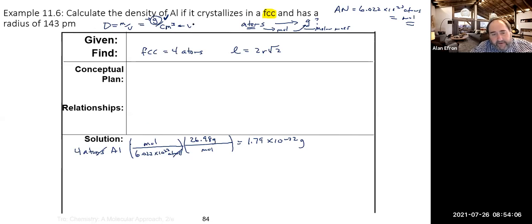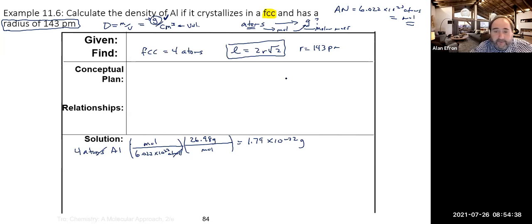Now what's left to figure out is the volume part. The volume can be figured out from the face-centered length, which is 2 times r times the square root of 2, and also the radius that was given to us. In this particular case, the radius of this unit cell is 143 picometers, right?